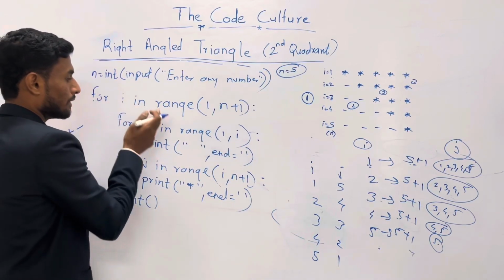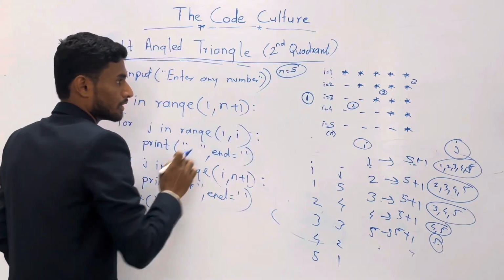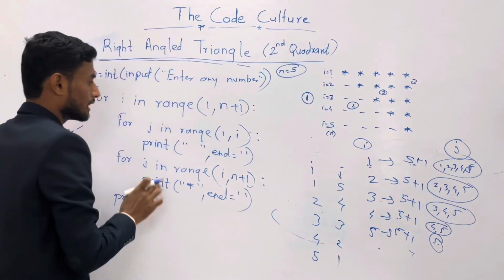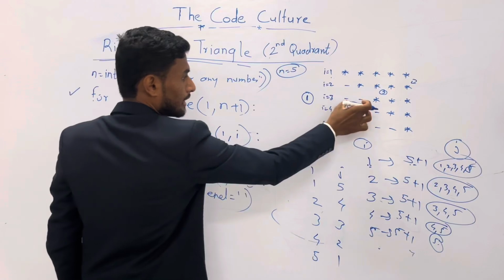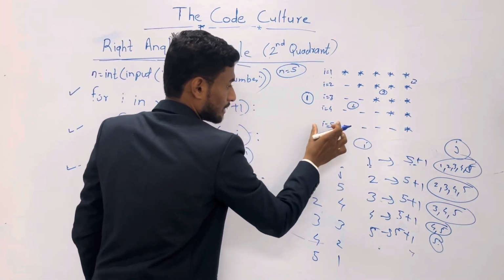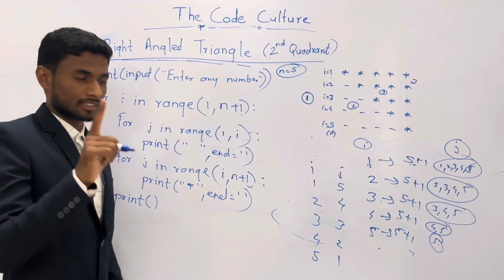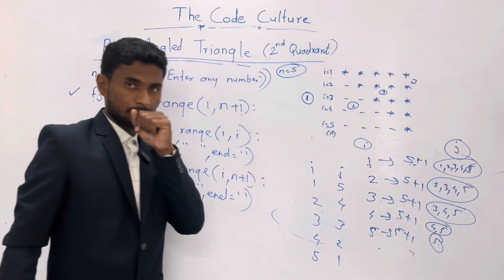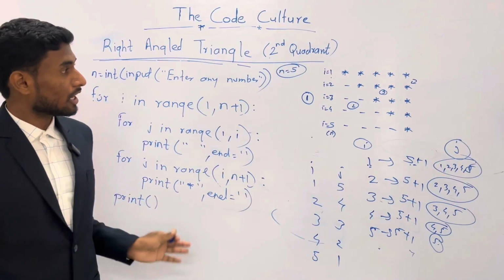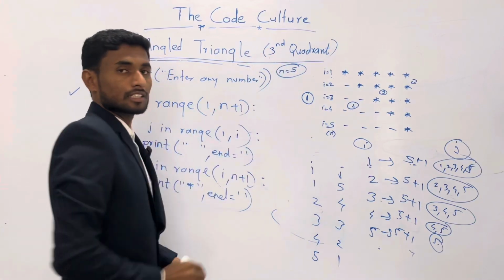Next, for I value 2 this for loop will repeat only once, then this for loop will repeat 4 times, so we will get 4 stars. After that for I value 3 we will get 2 spaces and 3 stars, for I value 4, 3 spaces and 2 stars, and for I value 5 we will get 4 spaces and only 1 star. So this is all about the third quadrant. This is not the second quadrant, this is the third quadrant.